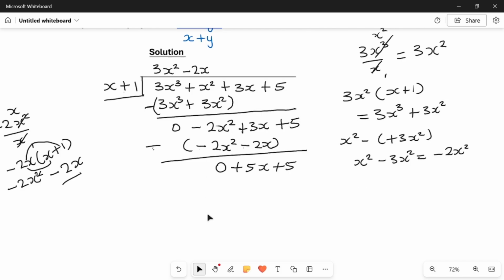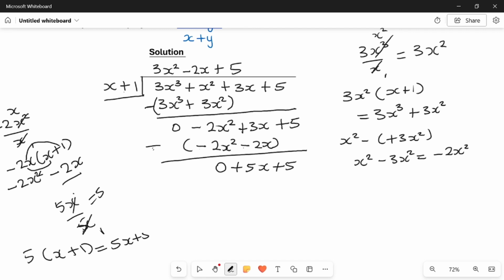So you keep repeating this process till the x will disappear. So now we'll have 5x divided by x, x here 1, x here will disappear. So it will now be 5. So we'll have plus 5. So now we use that 5 to multiply the divisor, which is x plus 1, which will give us 5x plus 5. You write it here, 5x plus 5. So our final answer here will be 0 plus 0, which is equal to 0. So there's no remainder in this one.